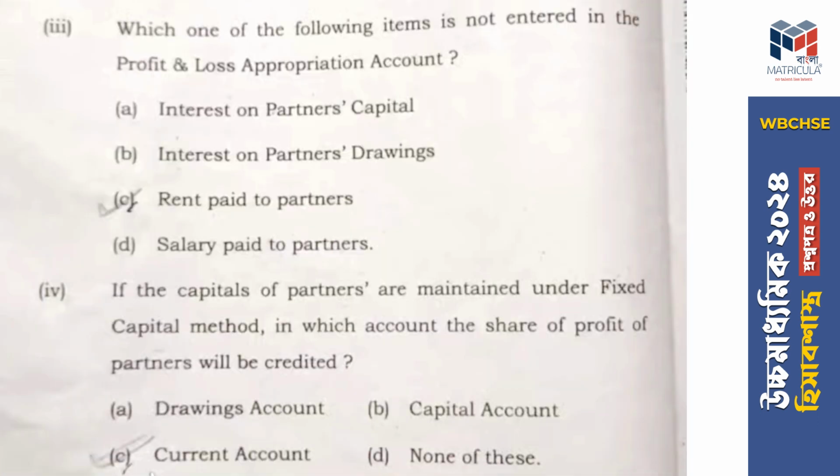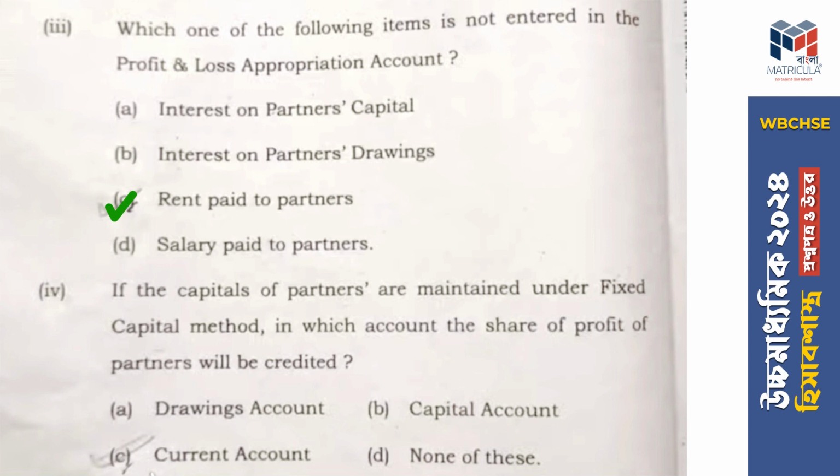Number 3, which one of the following items is not entered in the profit and loss appropriation account? Option A, interest on partners' capital, option B, interest on partners' drawings, option C, rent paid to partners, option D, salary paid to partners. Right answer is option C, rent paid to partners.